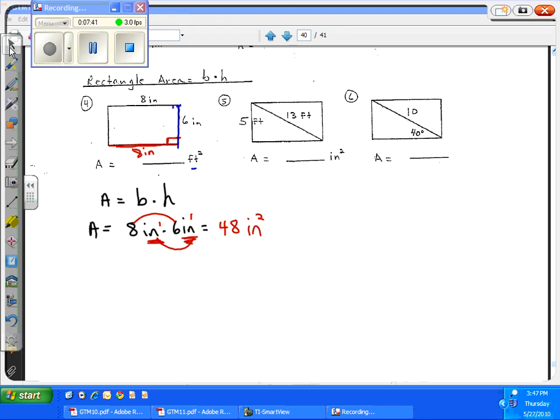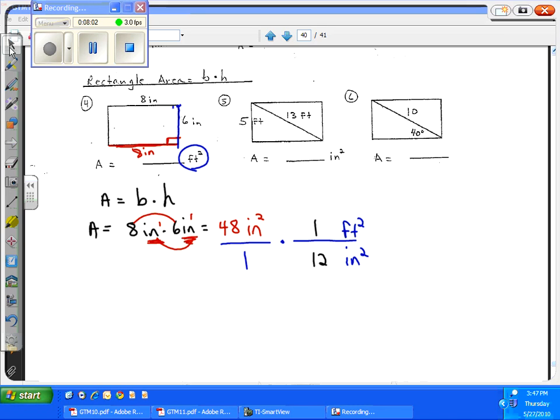But it didn't want the answer in square inches, it wanted it in square feet. So we have to lose the name square inches and gain the name square feet. So we say, which one's bigger? Well, a foot, so we want one of those. How many little ones make that big one?